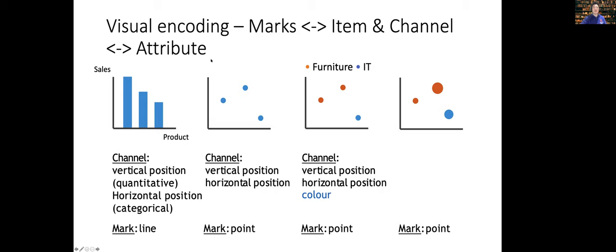So maybe the idea is that the channels are always there: position, size, color, length, etc. But not all of them are used to represent attributes. In this case, we used X and Y position, but we're not using, say, width or color, etc.